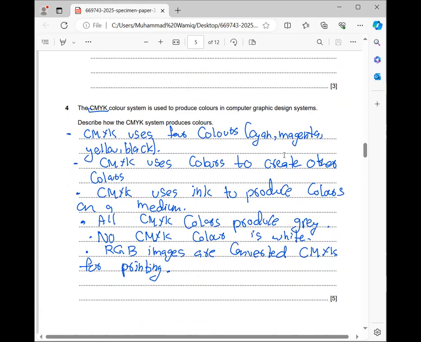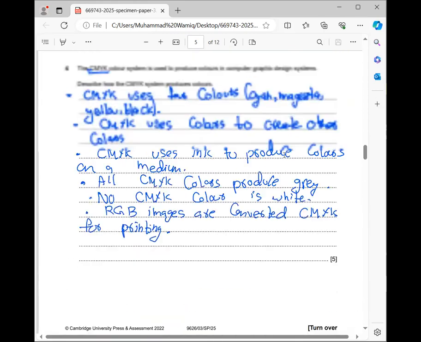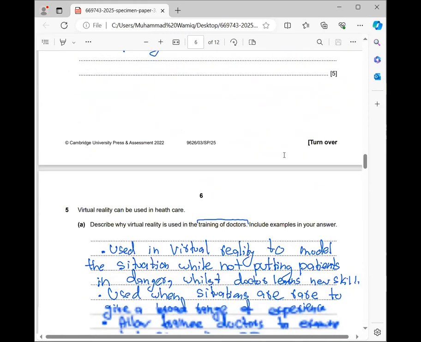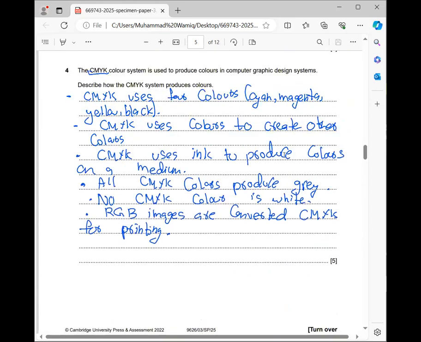And the CMYK system, the last question that we completed, not the last one, the fourth one, CMYK, you all know that it consists of 4 colors. It is used to create other colors as well. And all CMYK colors produce gray, and no CMYK color is white. That means that wherever I'm going to turn on the value, this is never going to be white, and RGB colors are also converted to them.